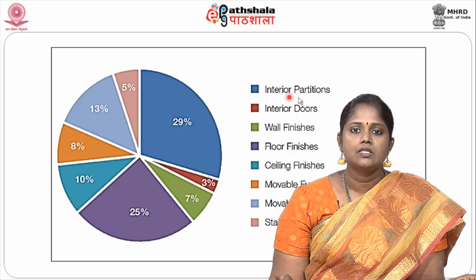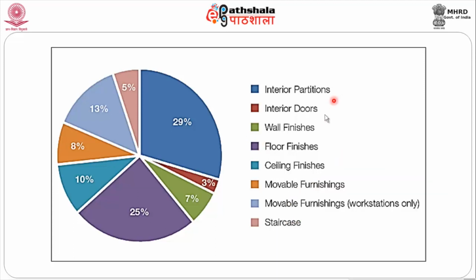The blue color is the partitions used inside the buildings, and the red is used for interior doors, given 3%. The various wall finishes, in terms of cladding of tiles or using wallpaper or paneling, are categorized at about 7%. Floor finishes go to a major extent of about 25% here. The floor finishes can be marble, granite, ceramic or vitrified tiles.